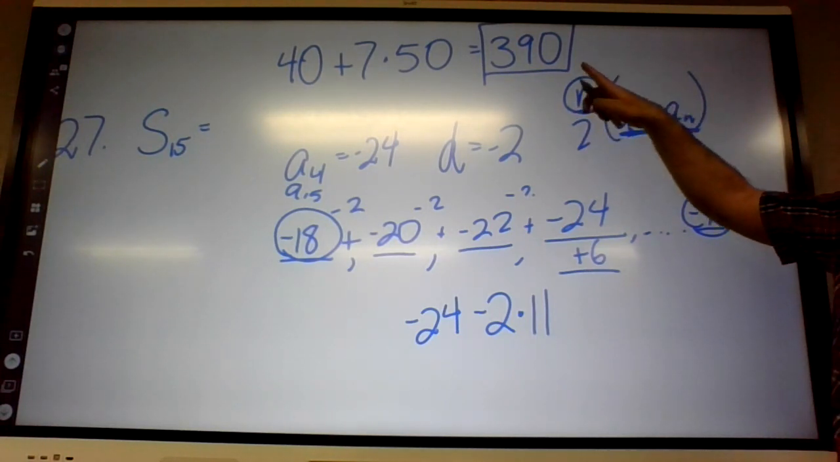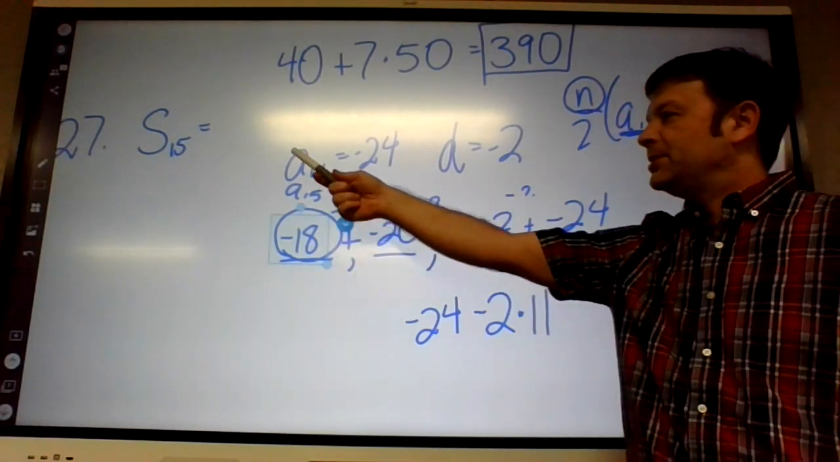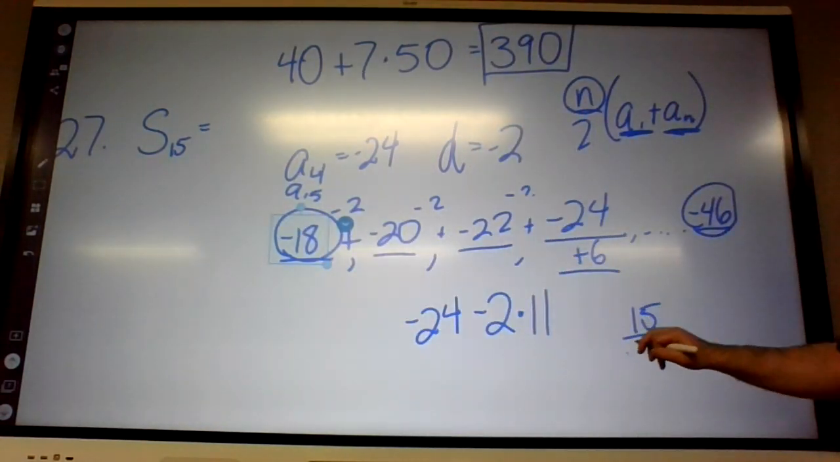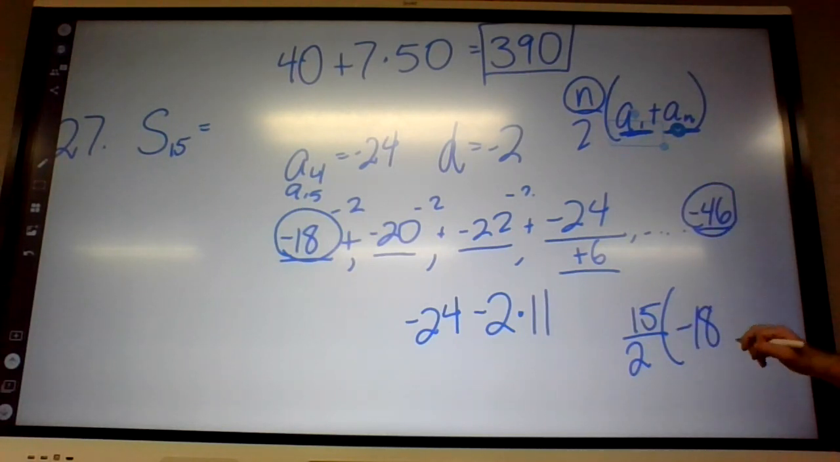So the n is, how many terms are we adding? 15. So it's 15 divided by 2. First term is negative 18. Negative 40. Is that right?